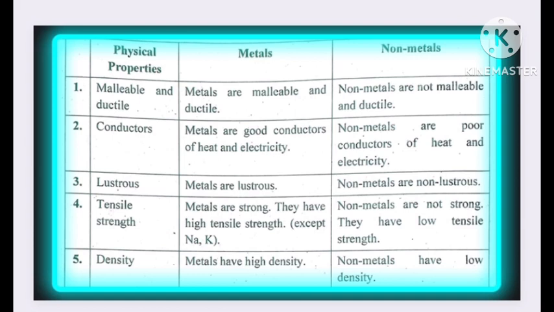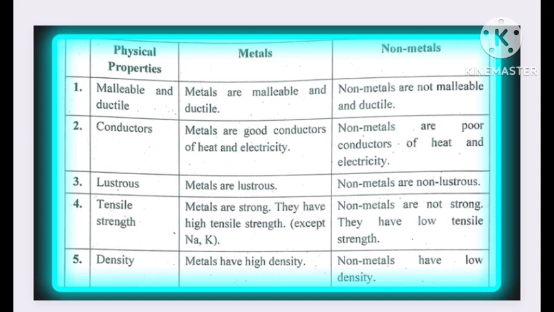Metals are malleable and ductile. Non-metals are not malleable and not ductile. Metals are good conductors of heat and electricity, whereas non-metals are poor conductors of heat and electricity. Similarly, metals are lustrous, non-metals are non-lustrous. Metals have strong tensile strength, they are strong. Non-metals have low tensile strength. Density, metals have high density, non-metals have low density. So in this manner you can differentiate between metals and non-metals on the basis of their physical properties.